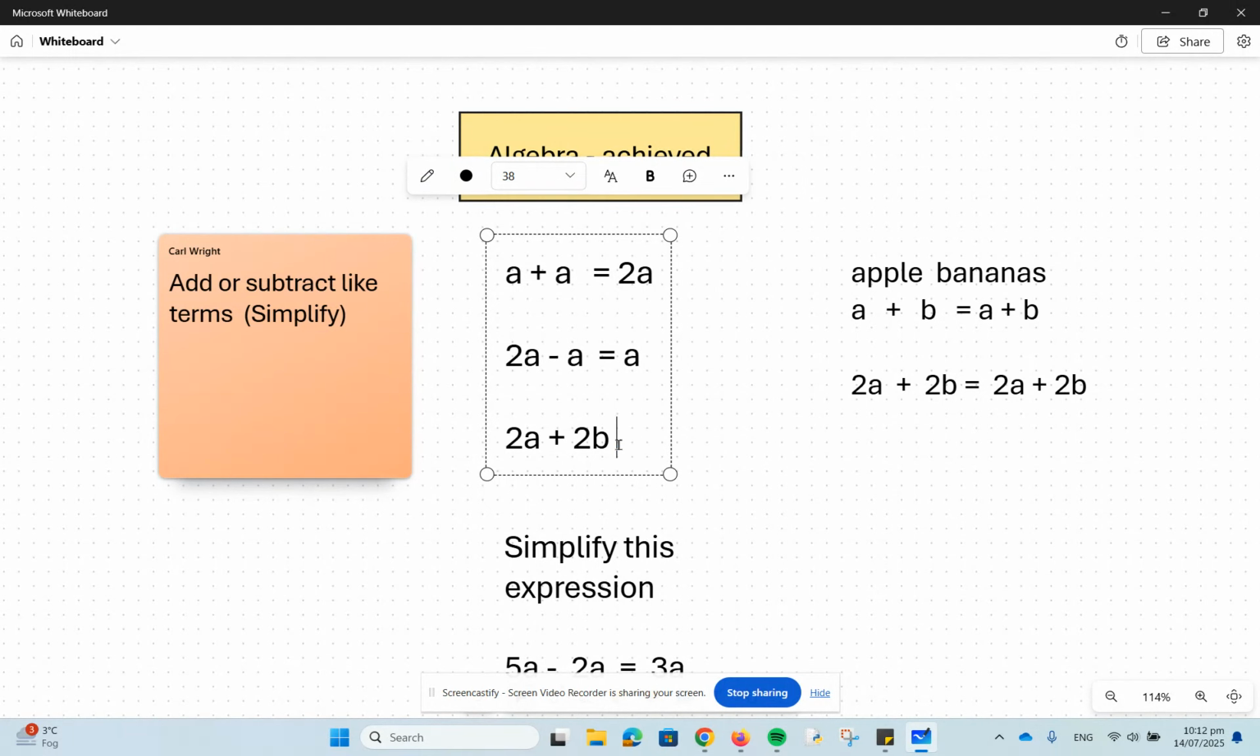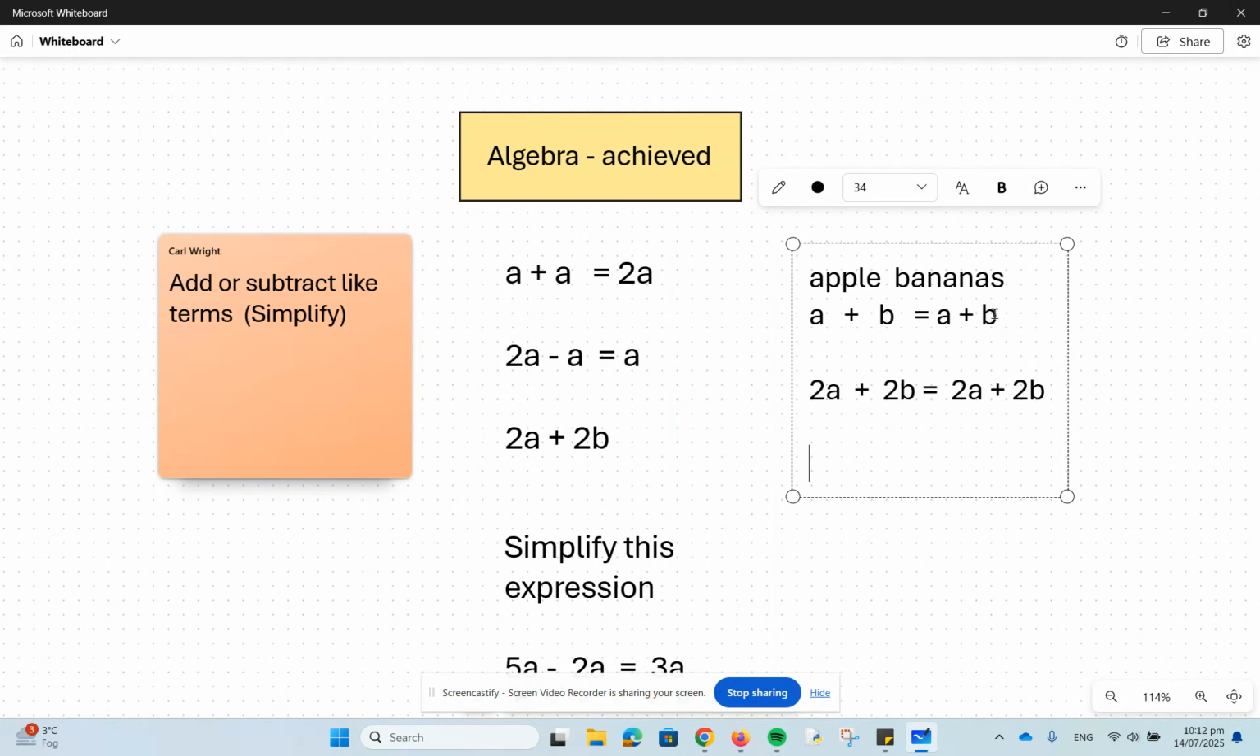Let's have a look at an example where it's not. Over here, I've actually got a simpler one. I've got an A and I'm trying to add a B to it. Can I? No, the letter's not the same. A and B are completely different letters. So the only answer you can get if you have this as a question is A plus B, which can't be simplified any simpler. It is just A plus B.